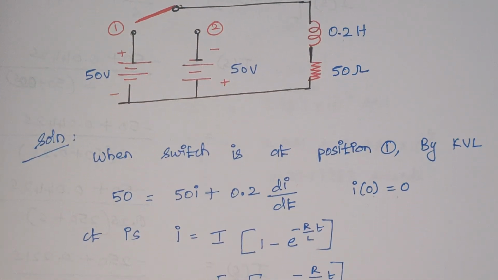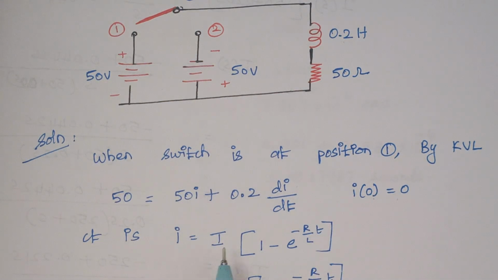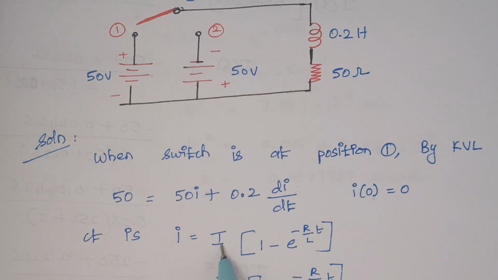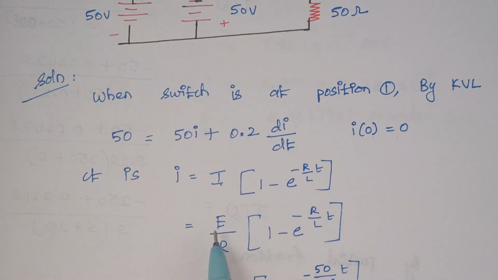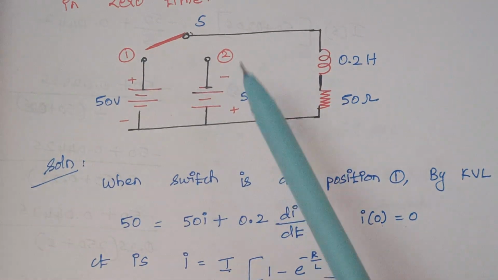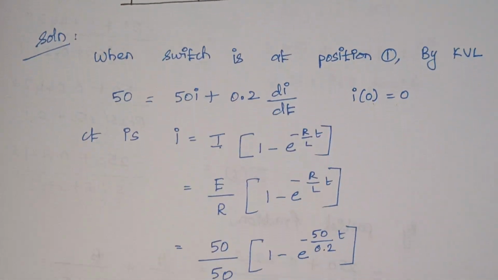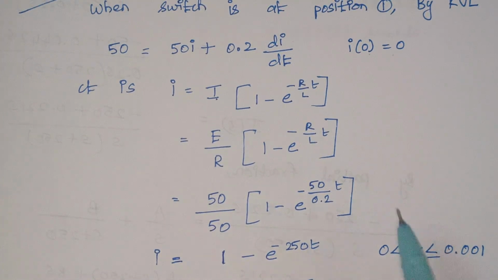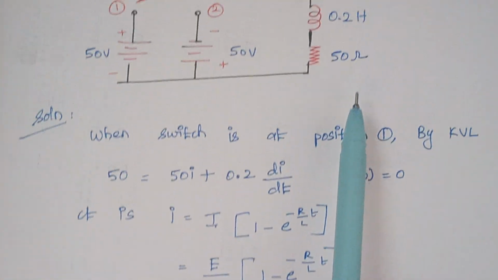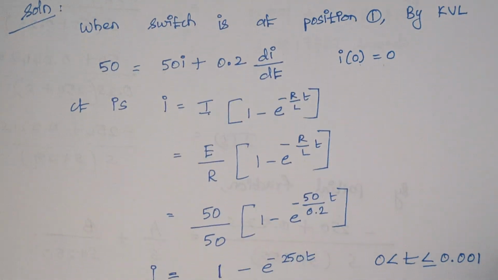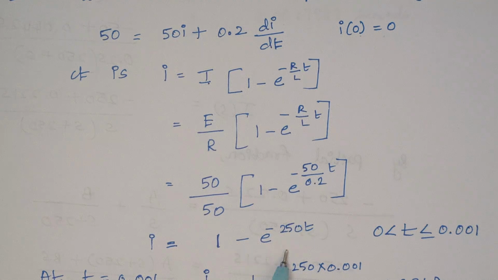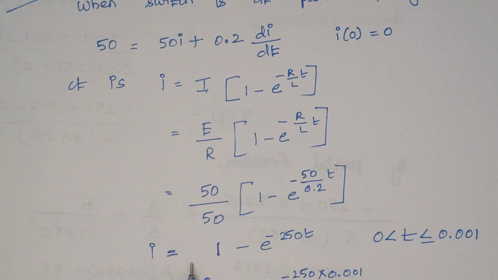Now, the expression for current for an RL series circuit is I into 1 minus e power minus R by L t. Right. So here I is nothing but the value of steady state current. So steady state current is nothing but E by R. In this circuit the value of E is 50 and the value of R is 50. Right. So just substitute the values here. And finally the value of R and L we know, right? The value of R is 50 and L is 0.2. So just substitute and this is our expression. Right. I is equal to 1 minus e power minus 250 into t.